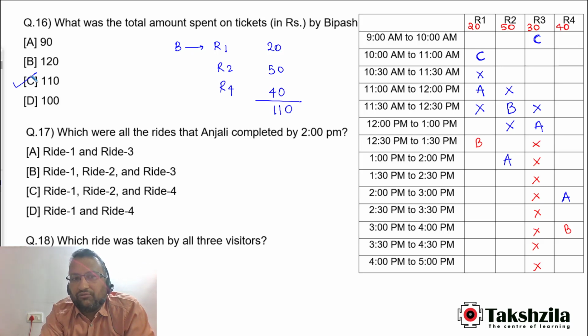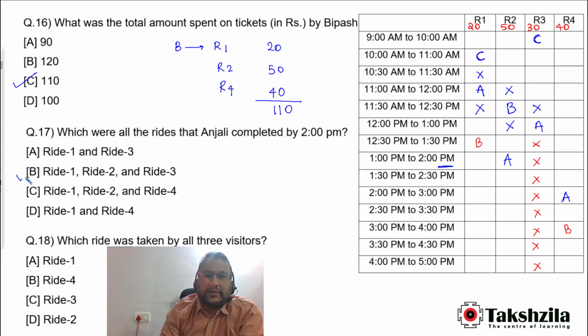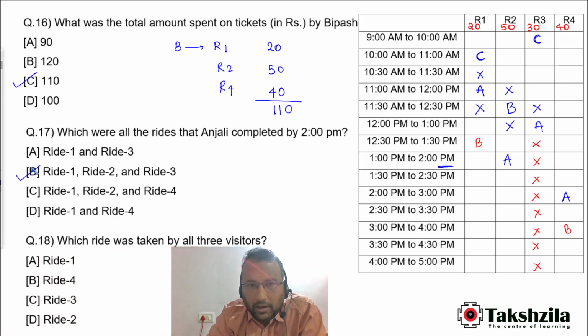Question number 17. Which were all the rides that Anjali completed by 2 p.m.? By 2 p.m. Anjali completed R2, R1 and R3. R2, R1 and R3, that is option B. Question number 18 is, which ride was taken by all 3 visitors? R1 is taken by all 3, R2 is not taken by C, R3 is not taken by B, R4 is not taken by C. So R1 is the ride which is taken by all 3 visitors.